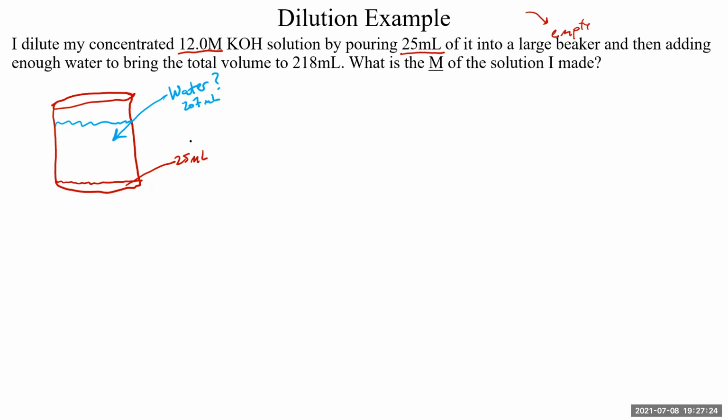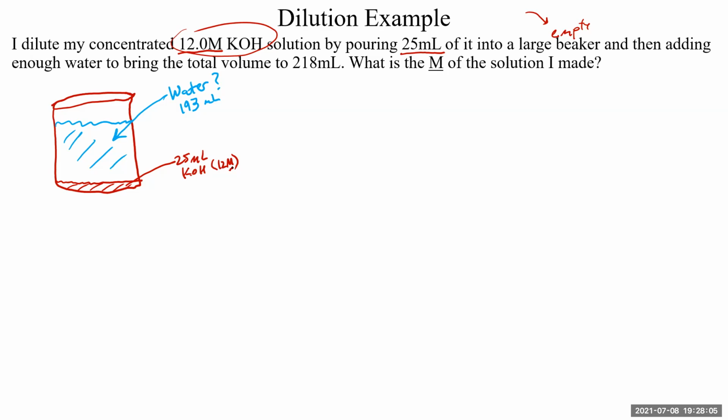Not 207, excuse me, 193. Sorry for my bad math here. Let me just double check myself. 218 minus 25 is indeed 193. I had it right the first time. Okay, 193 milliliters. So we add 193 milliliters of water to our 25 milliliters of original concentrated potassium hydroxide solution at 12 molar.